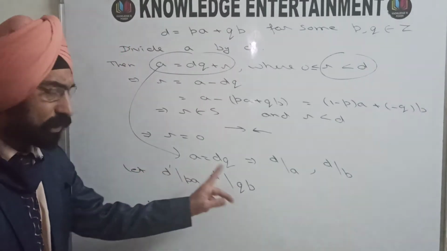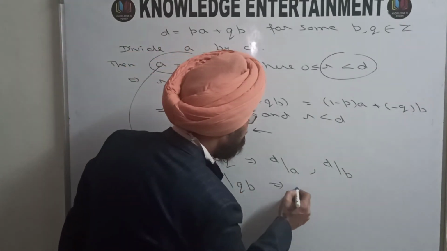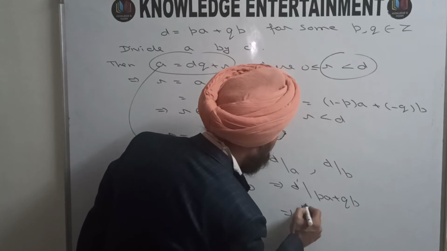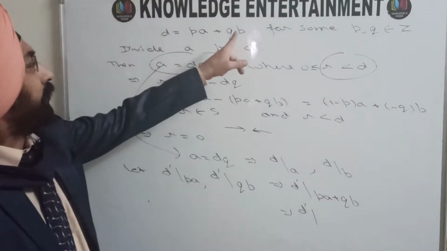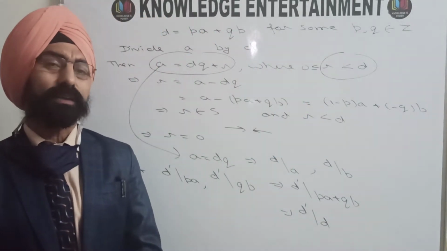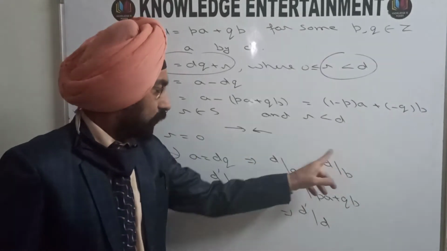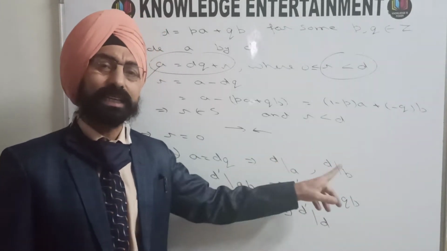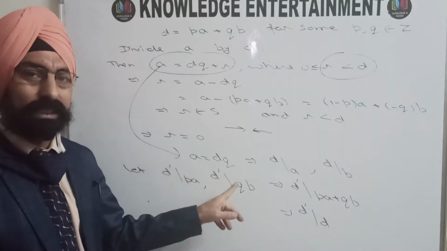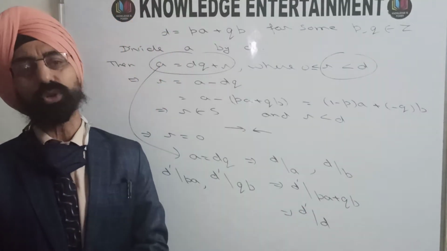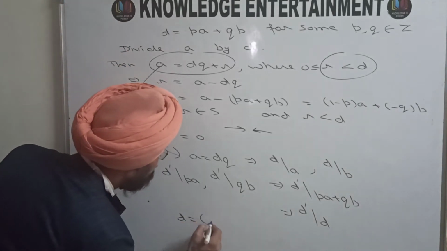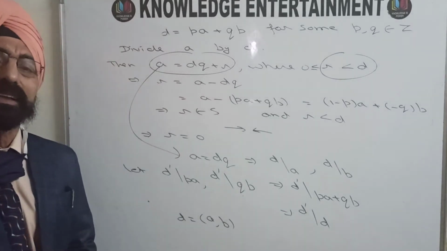And if D dash divides these two numbers, then D dash must also divide their sum, PA plus QB. But PA plus QB is your D. So D dash divides D. What we have shown is that D is a common divisor of A and B, and not only that, it is the greatest common divisor, because if some other divisor D dash divides both A and B, then D dash also divides D. So D is the greatest common divisor of A and B, and we have proved it.